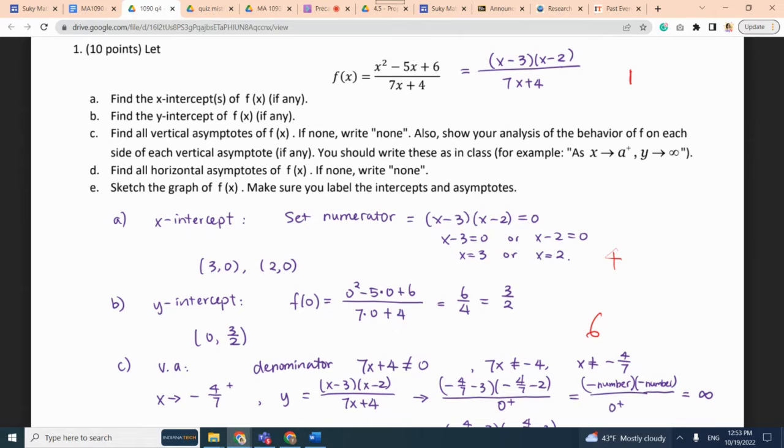And then for the y-intercept, we plug in x equal to 0, right? We get 0 squared is 0, minus 5 times 0 is 0. Do you see the numerator? We have 6, everybody? And the denominator, we have 4. So 6 over 4, the common factor is 2. So we can cancel the common factor. We get 3 over 2. So that's why the y-intercept is (0, 3/2). So far so good, everybody?